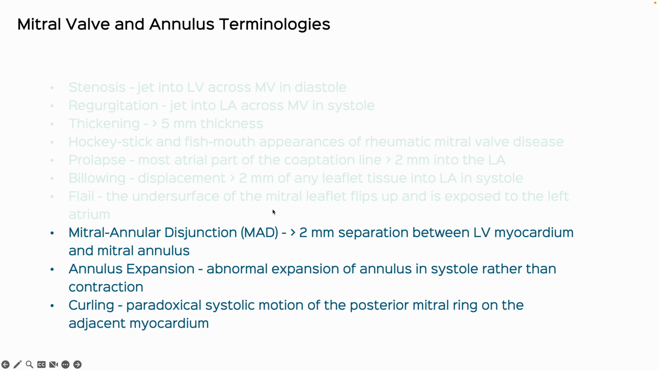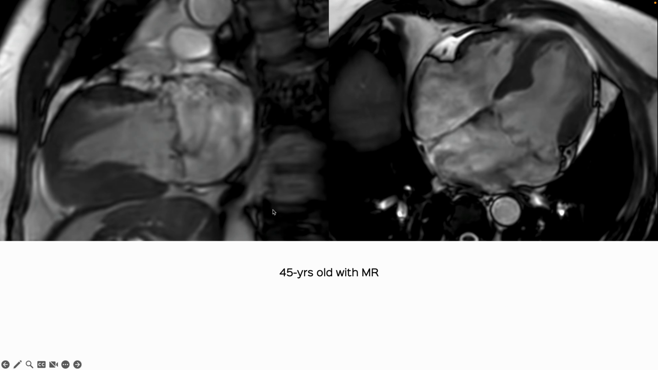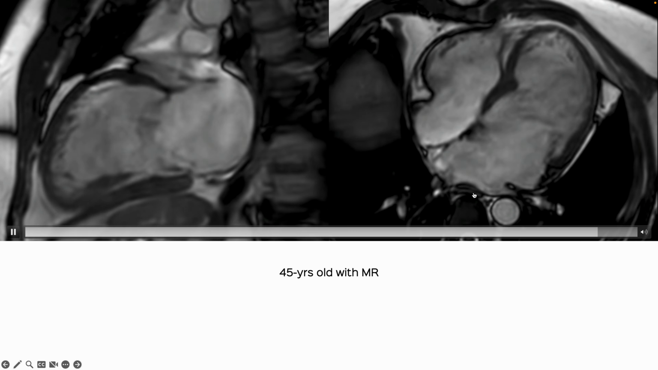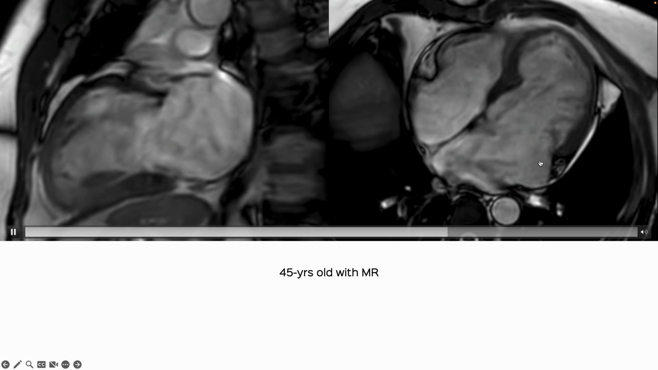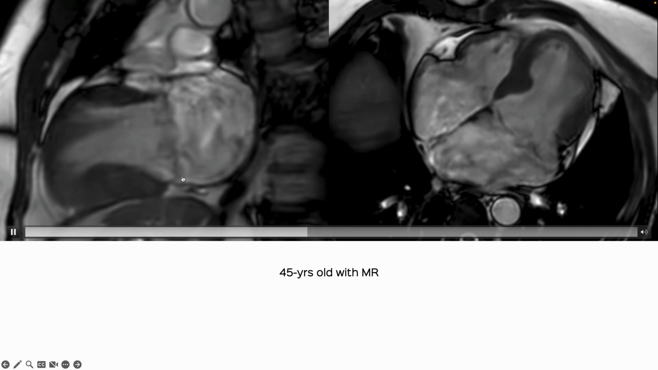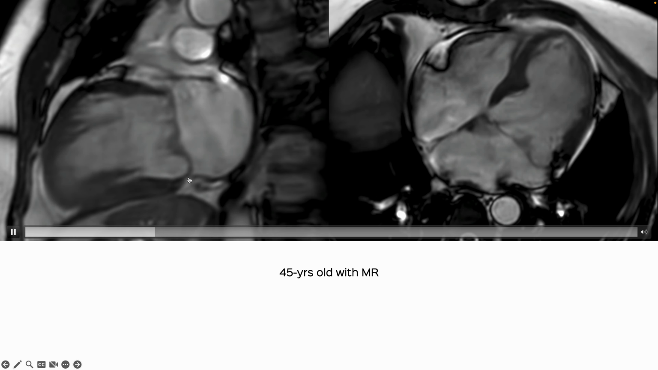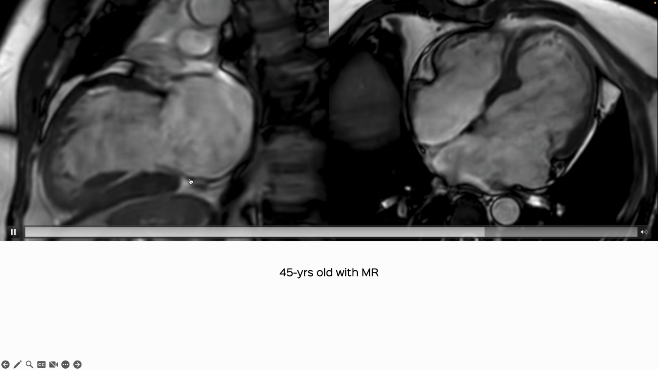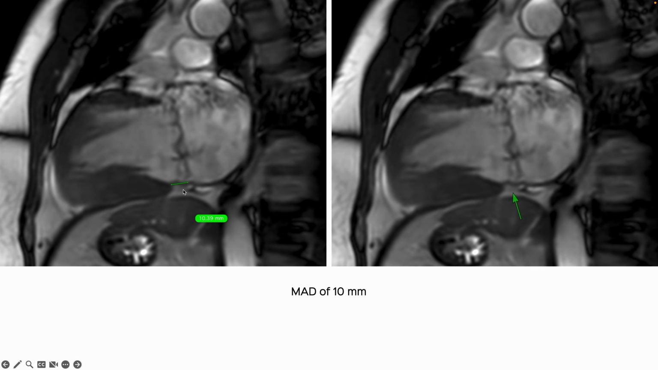And then lastly, we come to MAD, annulus expansion and curling. If you look at this 45-year-old with MR, clearly there's billowing, there's prolapse, there's regurgitation, but there's something else happening along the inferior and anterior walls where there is disjunction between the annulus and the myocardium, and it's almost 10.4 millimeters here in end systole. You can see that here.